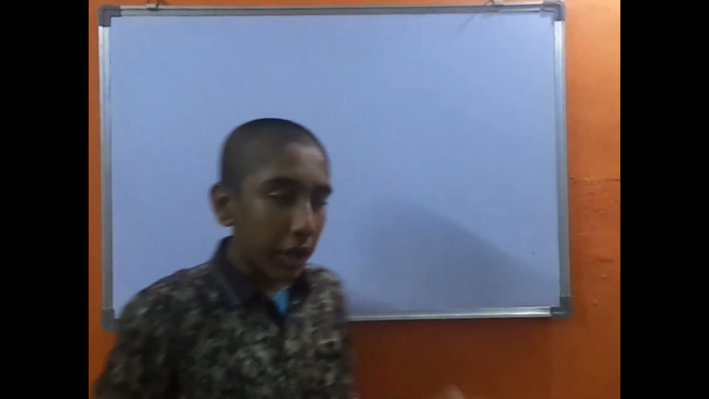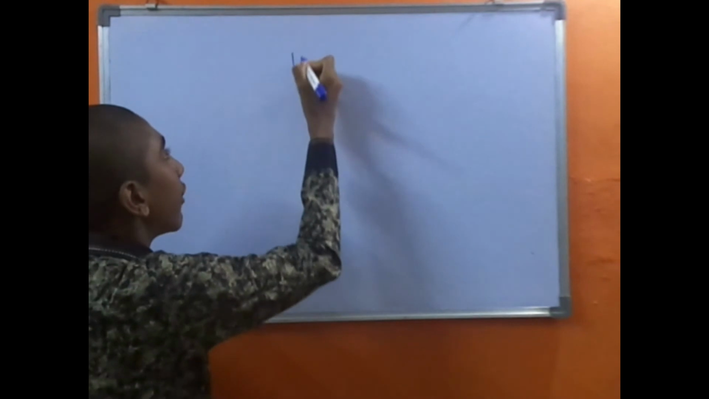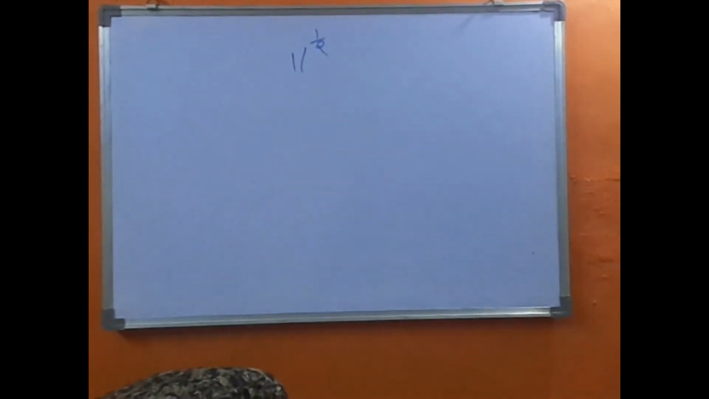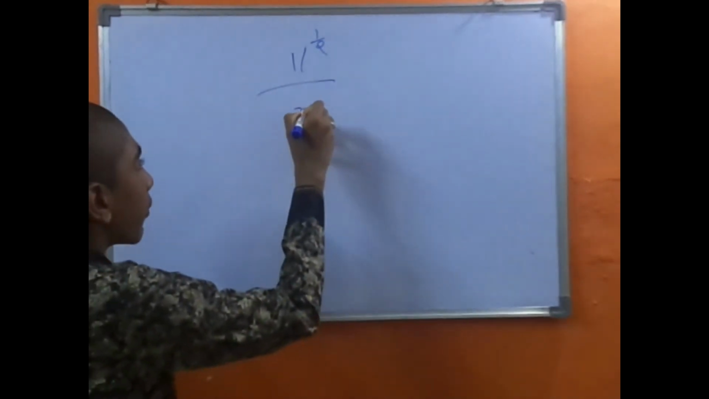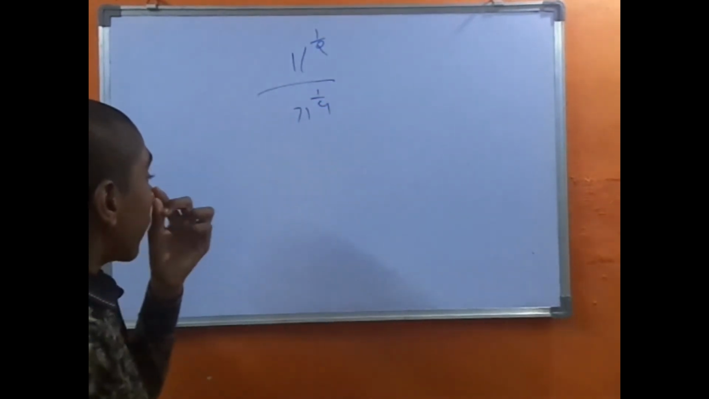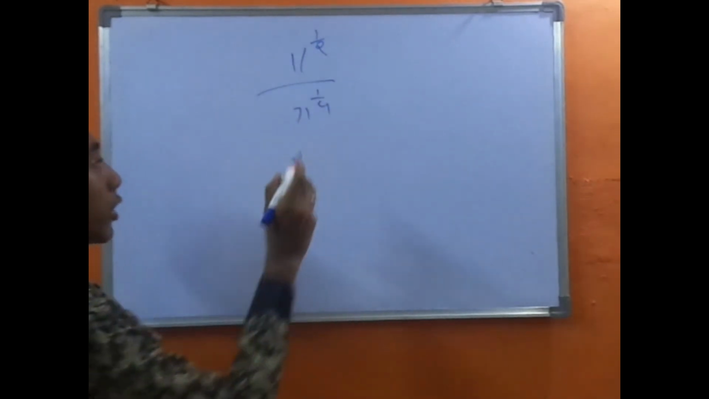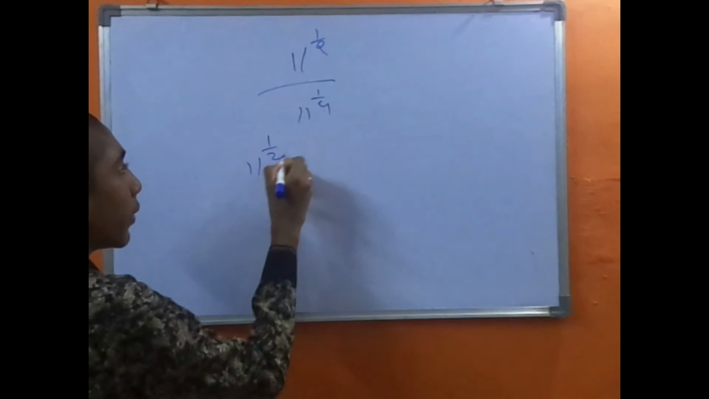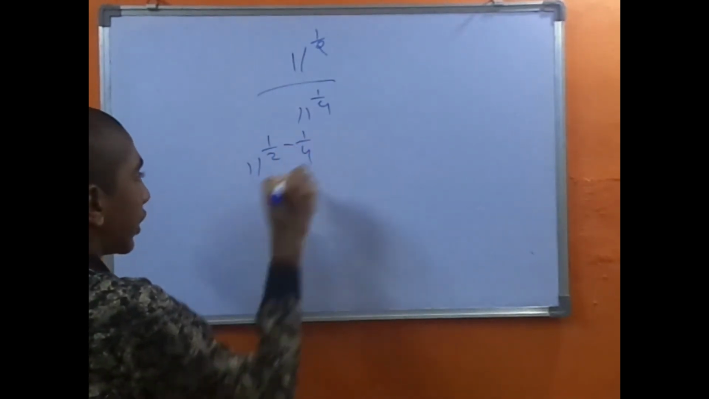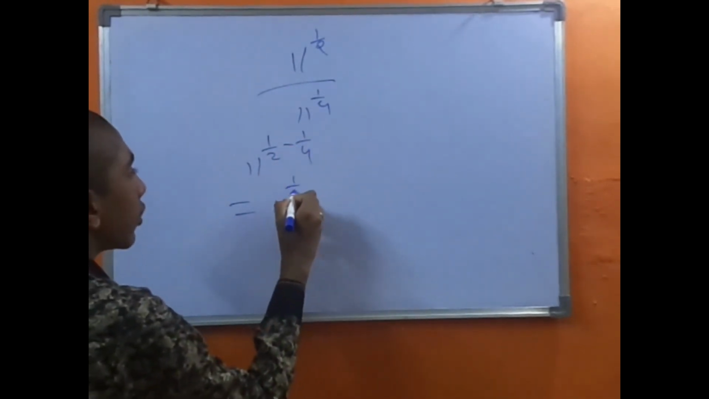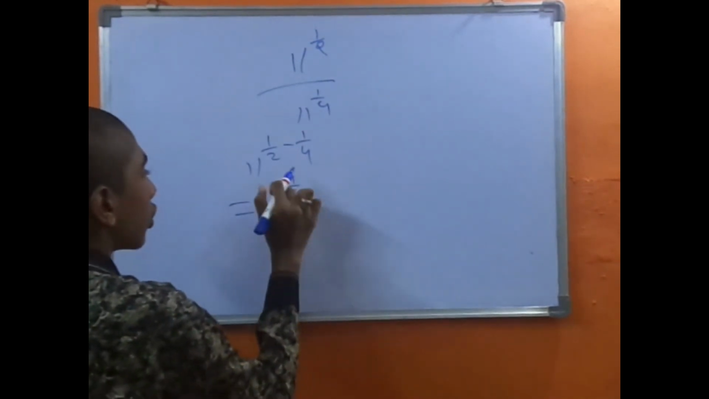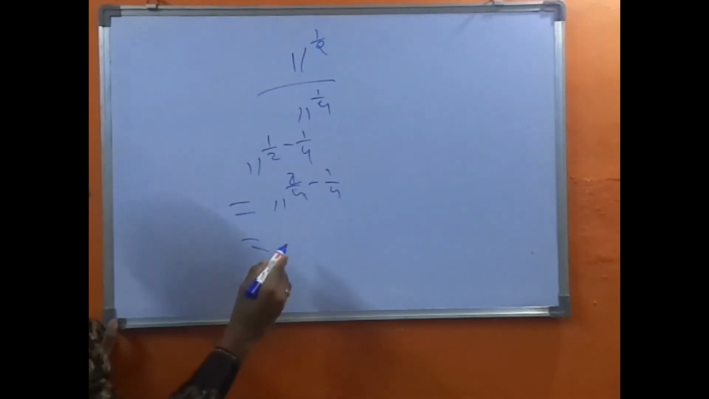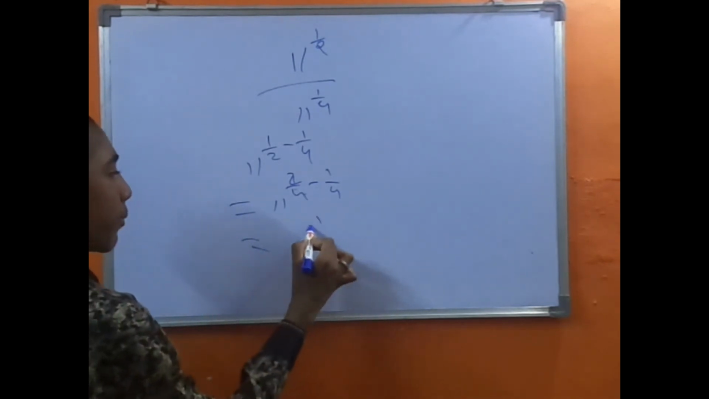So, now the next problem is a little bit tricky. 11 power 1 by 2 by 11 power 1 by 4. So, we will do the subtraction. So, 11 power 1 by 2 minus 1 by 4, which is 11 power, sorry, 2 by 4 minus 1 by 4. We take the LCM and it will become 11 power 1 by 4.